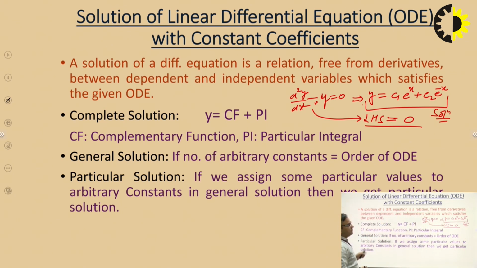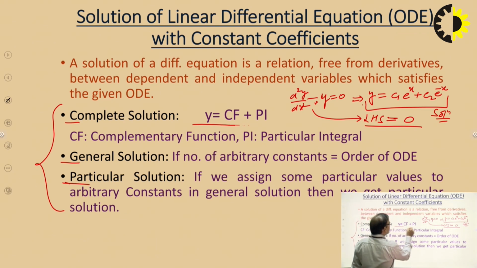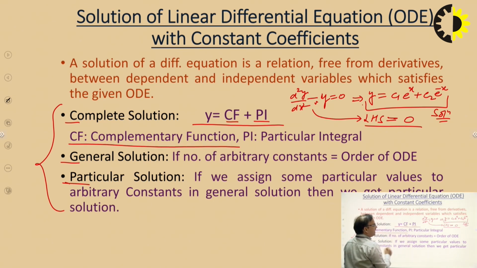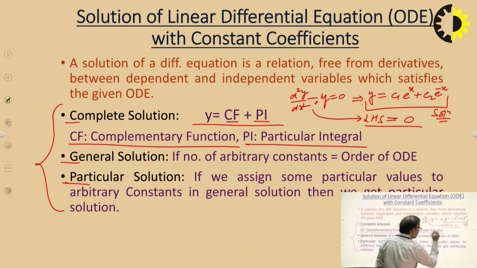Then next thing is the complete solution. There are types of solutions: complete solution, general solution, and particular solutions. In the case of the ODE with constant coefficient, the complete solution means a solution which has y is equal to CF plus PI, because the solution of this equation has two parts, CF and PI. CF is the complementary function and PI is the particular integral.